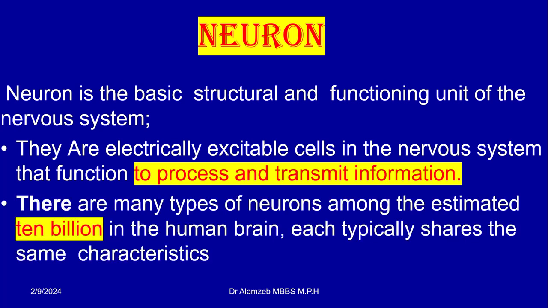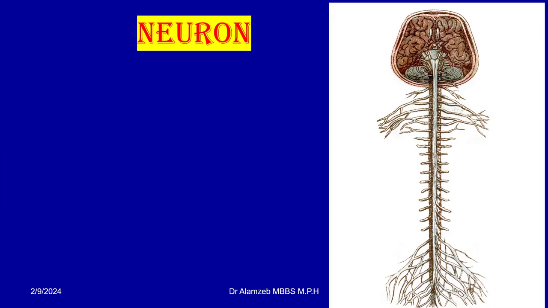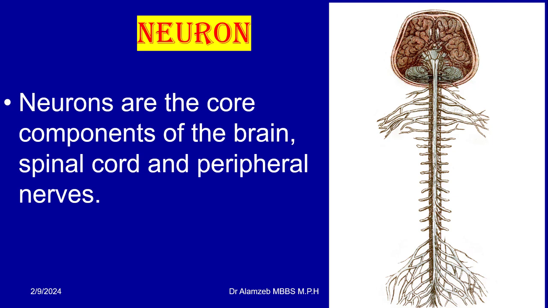There are many types of neurons among the estimated 10 billion in the human brain. Each typically shares the same characteristics. The number is 10 billion, but the structure and characteristics of these neurons are the same. Neurons are the core component of the brain, spinal cord and peripheral nervous system and peripheral nerves.